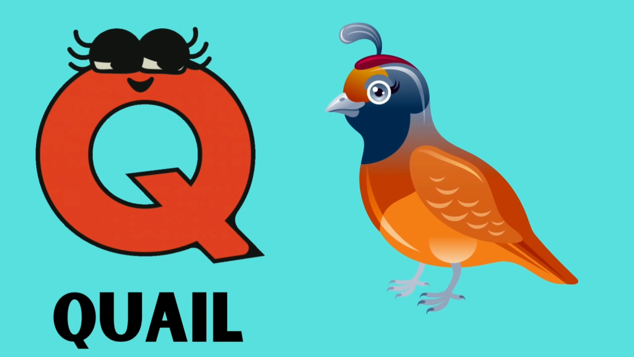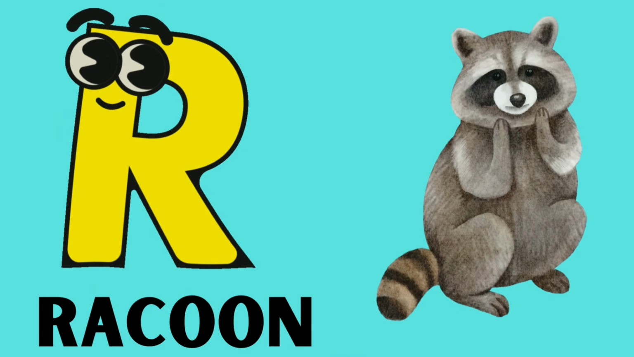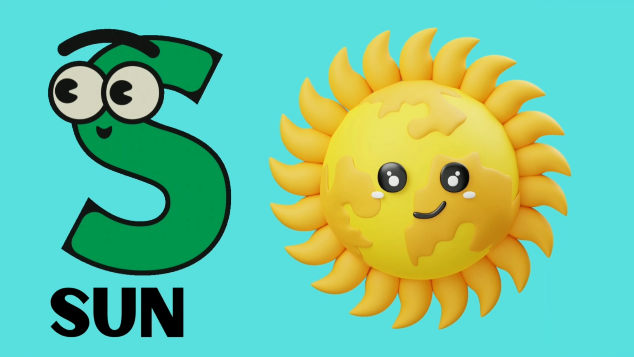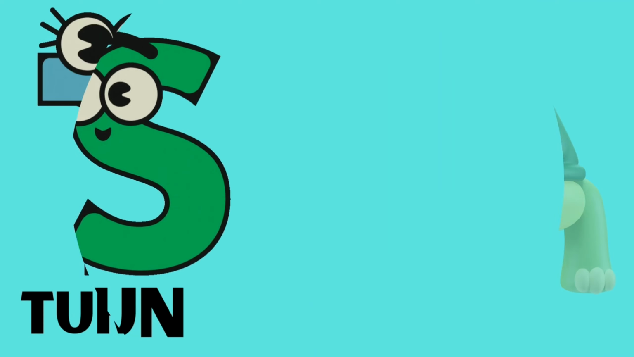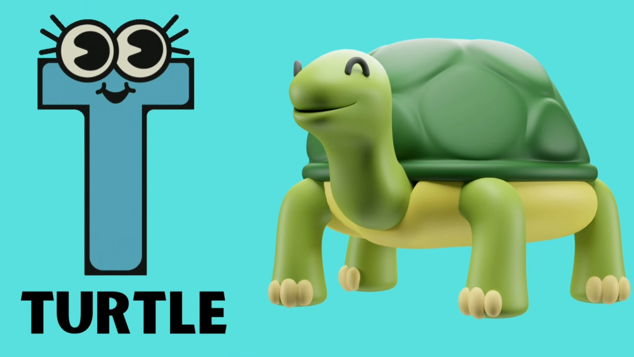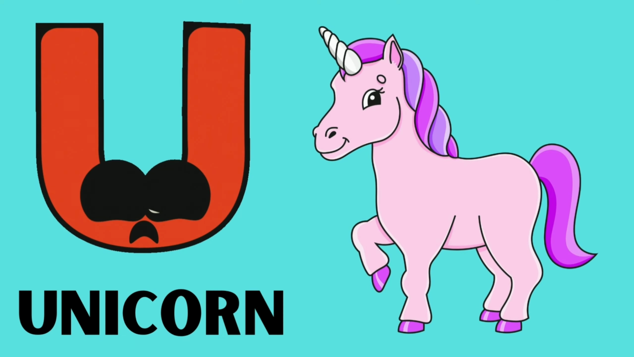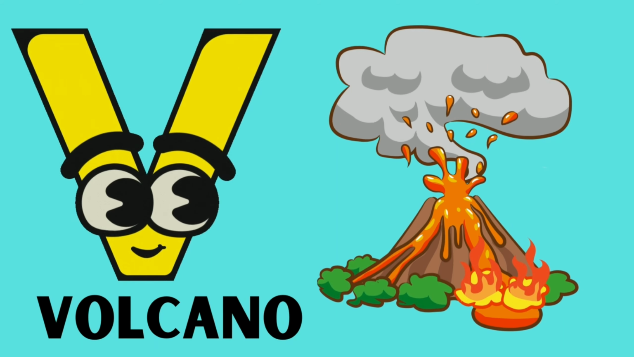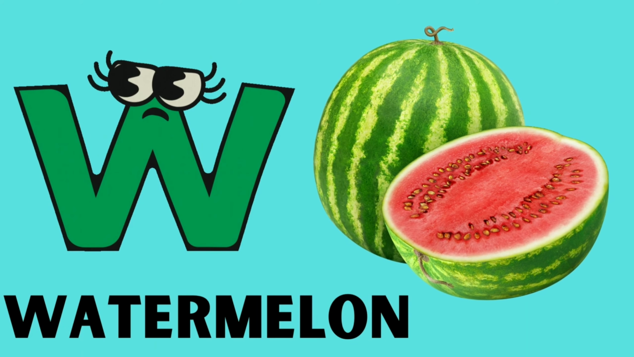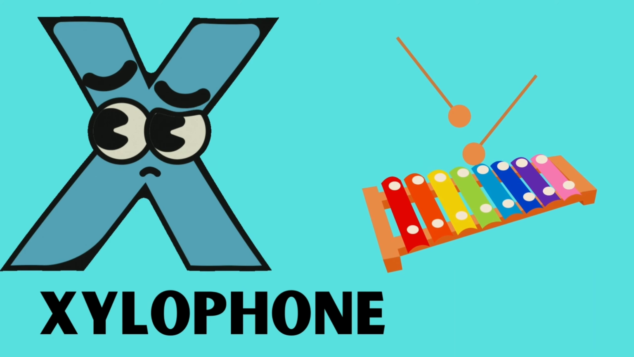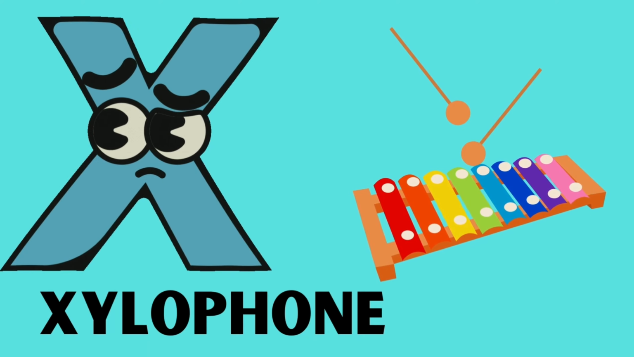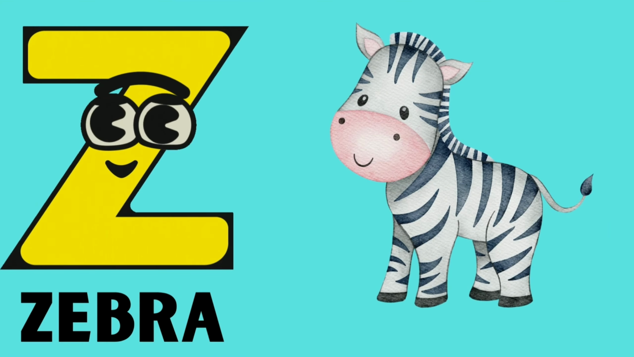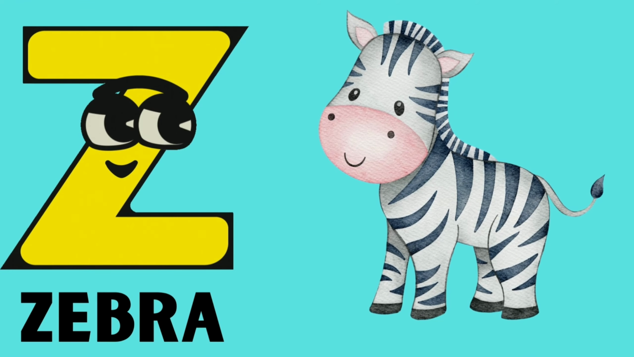Q for quail, ding ding. R for raccoon, ding ding. S for sun, ding ding. T for turtle, ding ding. U for unicorn, ding ding. V for volcano, ding ding. W for watermelon, ding ding. X for xylophone, ding ding. Y for yak, ding ding. Z for zebra, ding ding.